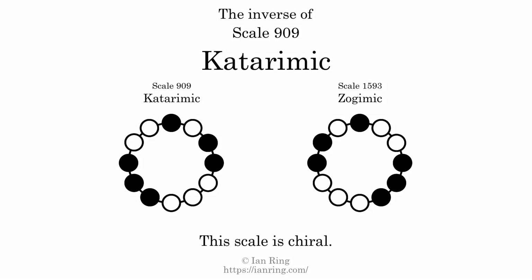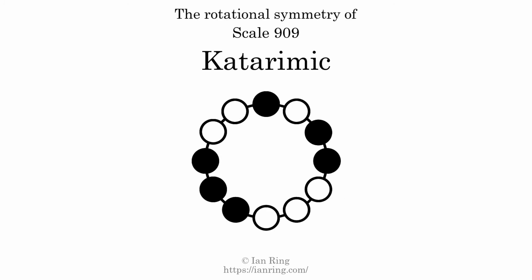The inverse of a scale is a mirror image. It is what you get when the sequence of intervals is reversed. The inverse of this scale is scale 1593, also known as Katarimic. This scale is chiral. It cannot transform into its inverse by rotational transformation. This scale has no rotational symmetry.